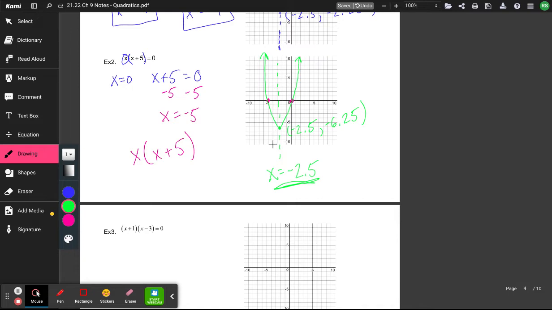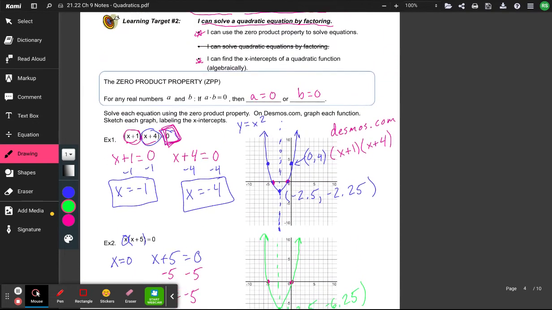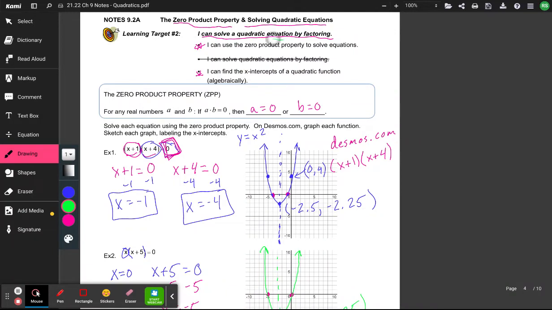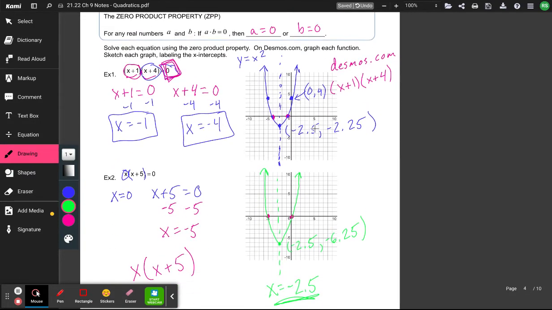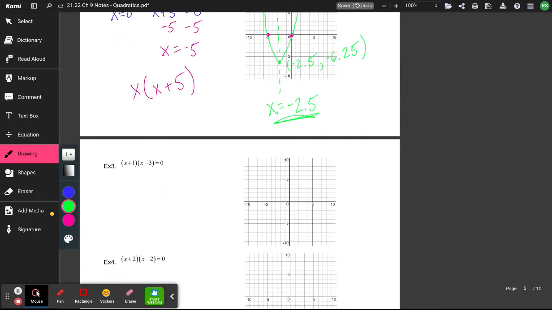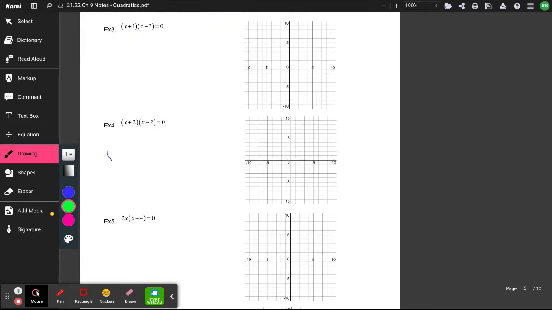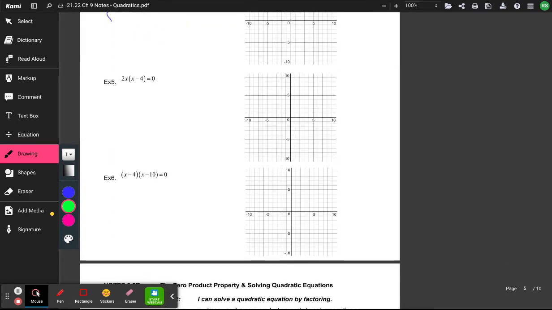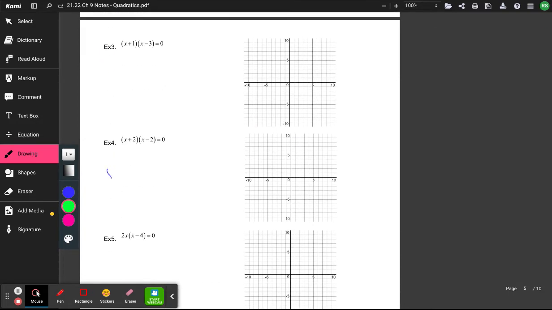So really, to break down our learning targets today, I can solve a quadratic equation using the zero product property once it's factored, and then I can algebraically find those x-intercepts and plot them with the help of Desmos as we work on finding our vertex. I'm going to do one more example with you here in 3, and then you guys will be responsible for working on 4, 5, and 6.